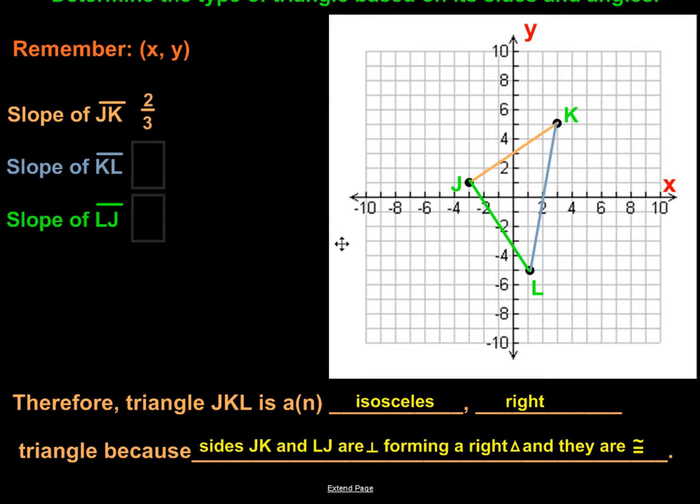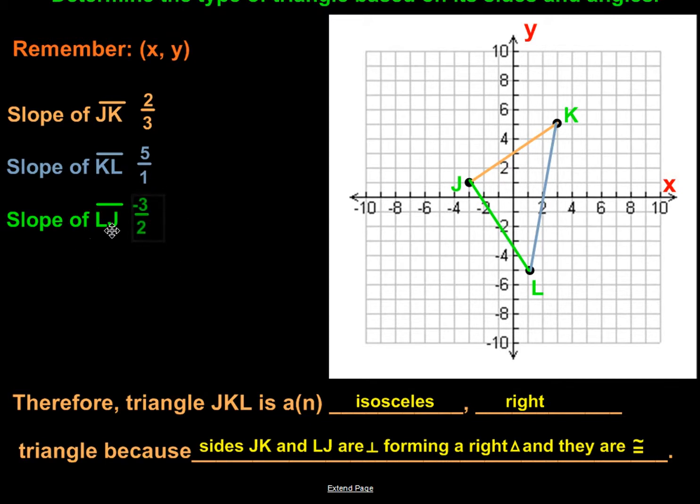For KL, we have 5 over 1. Let's see how that works. So we move to the right 1 and move up 1, well, let's do it this way. 1, 2, 3, 4, 5, 6, 7, 8, 9, 10, up, and 2 over. And 10 over 2 would be 5 over 1.